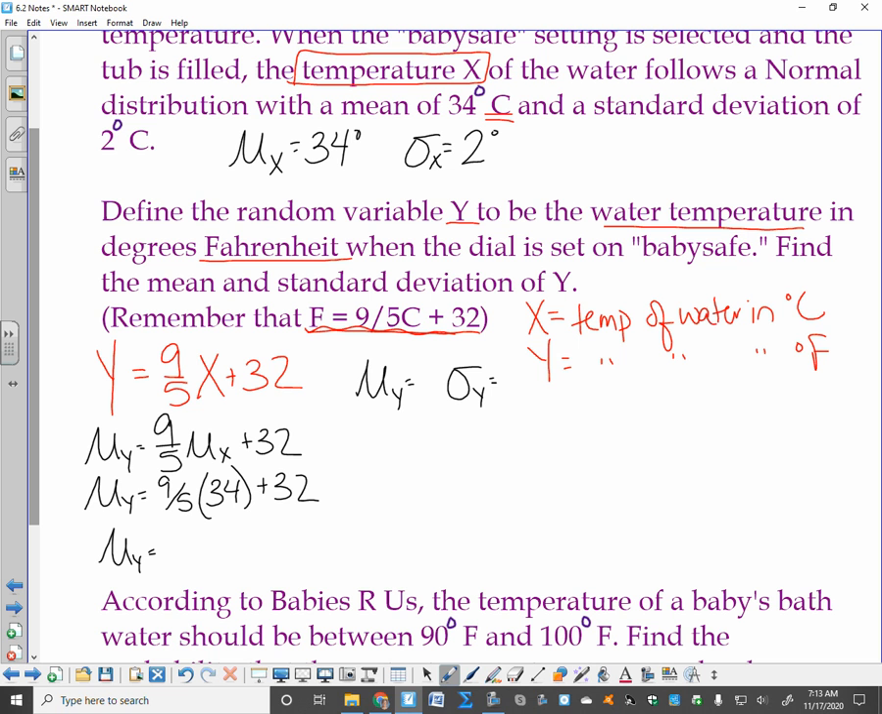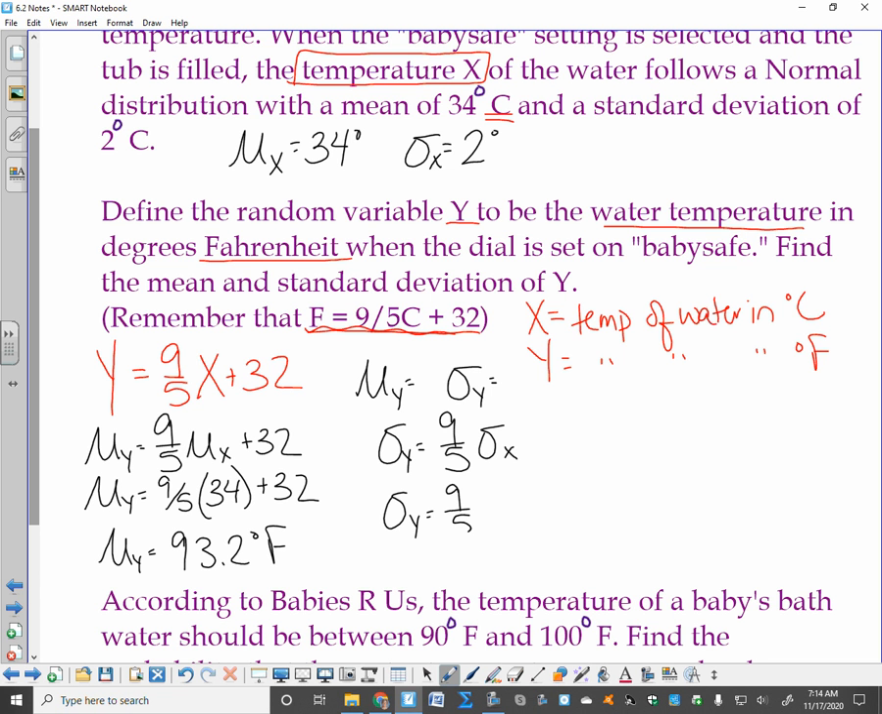Type that into my calculator, and I get 93.2 degrees Fahrenheit. Now, sigma sub Y is only going to take into account the multiplication. Addition does not change spread, because it adds 32 to everything. So everything's moving up the same amount. So it's not going to affect the spread of the data. So I'm just going to do the 9/5 sigma sub X.